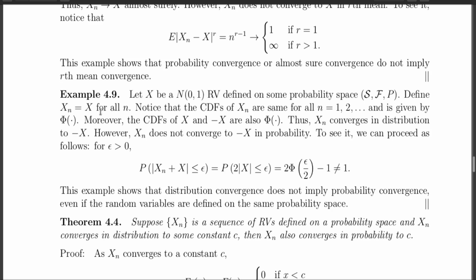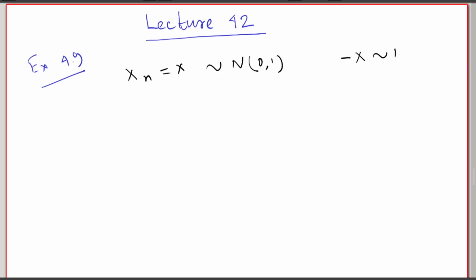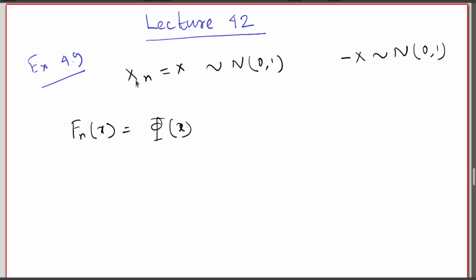What does this mean? This means that Xn converges to X. In this case, obviously that is true. Example 4.9. Obviously in this case, Xn is X, where X follows normal 0, 1. We also have that minus X also follows normal 0, 1, and note that F_Xn of x is basically nothing but capital Phi of x, because it is basically the same random variable. Xn for all n is the same, so this is true for all n greater than or equal to 1.